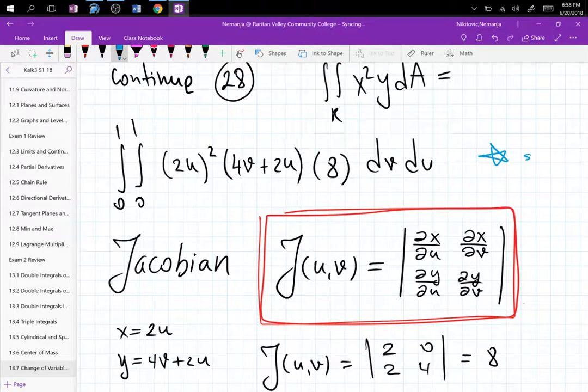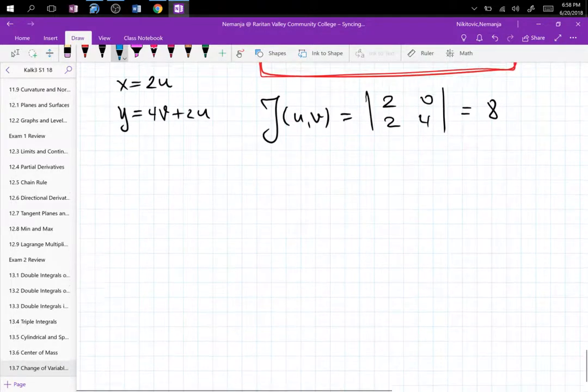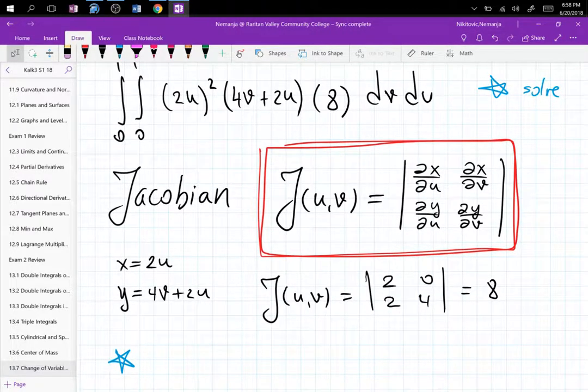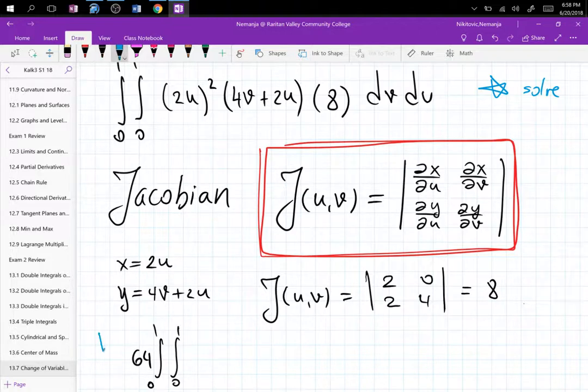Okay, solve. So we're continuing solving the integral here. What do I have? Well, first we are going to simplify the integral, 0 to 1, 0 to 1. 2 squared is 4 times 8 is 32, and factoring out 2, 64 in front of the integral. Does it matter what order you do it? Yes, it does. But because we had a square, it doesn't.